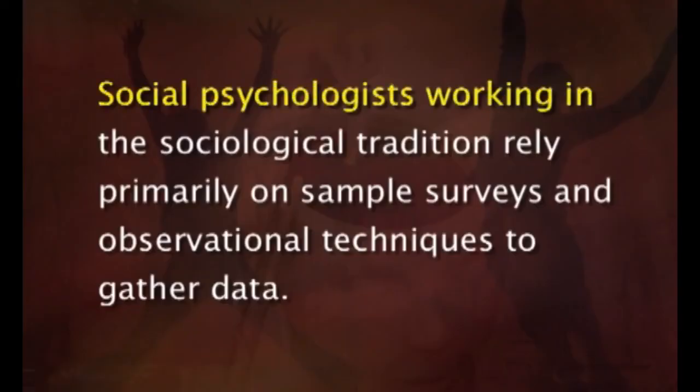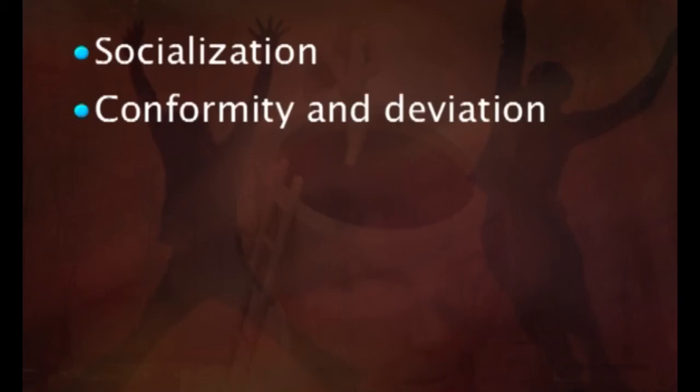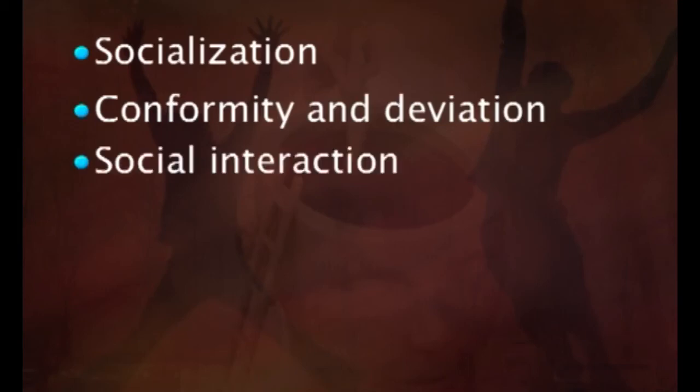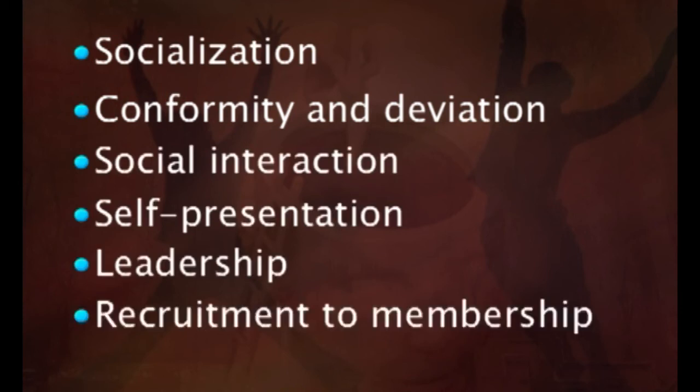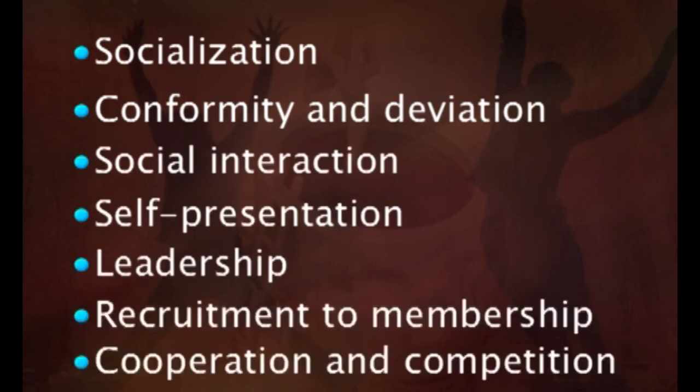Social psychologists working in the sociological tradition rely primarily on sample surveys and observational techniques to gather data. These investigators are most interested in the relationship between individuals and the groups to which they belong. Social psychologists emphasize such processes as socialization, conformity and deviation, social interaction, self-presentation, leadership, recruitment to membership, cooperation and competition.